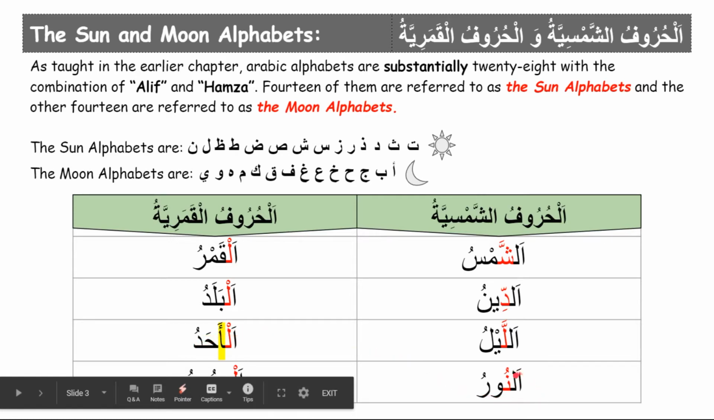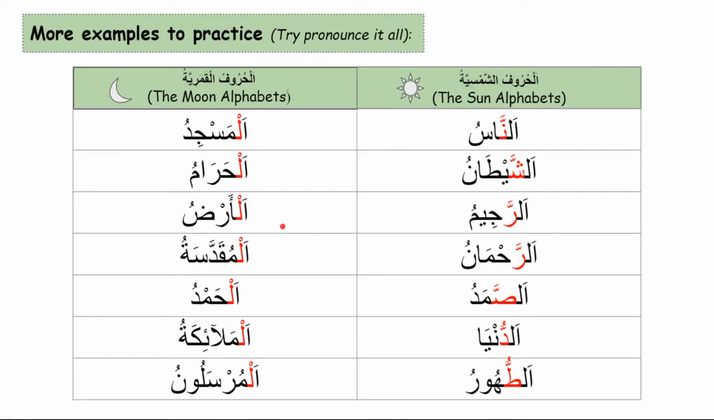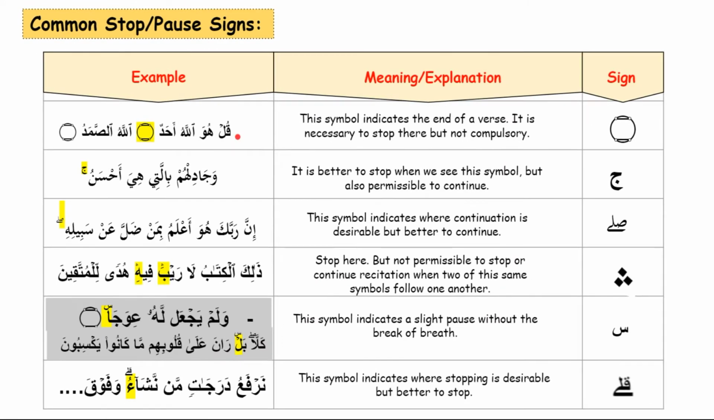The last one here we have an-nur, and the last one for the Qamariya, the moon alphabet, in this example is al-wadud. Try to pause this video and spell and pronounce each of these words in this section of Shamsiyya and Qamariya. So these are the sun alphabets and these are the moon alphabets. Moving forward to the common stop and pause signs in the Qur'an.